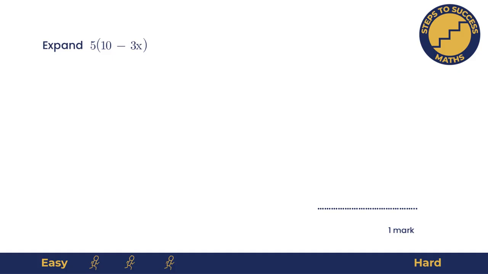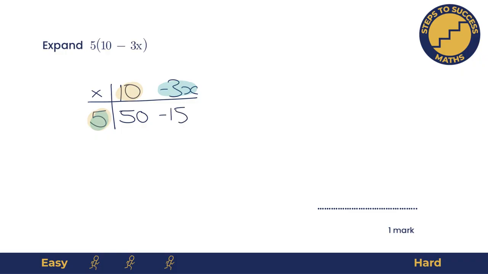Expand 5(10 - 3x). Okay, so use our grid. 5 here, 10 subtract 3x. 5 times 10 is 50. 5 times negative 3x. Do it in stages. 5 times 3 is 15, you know it's negative, and you've still got an x. So we've got 50, take away 15x.